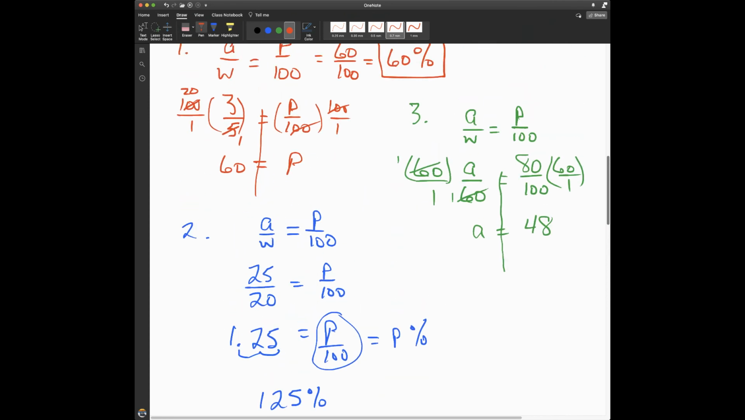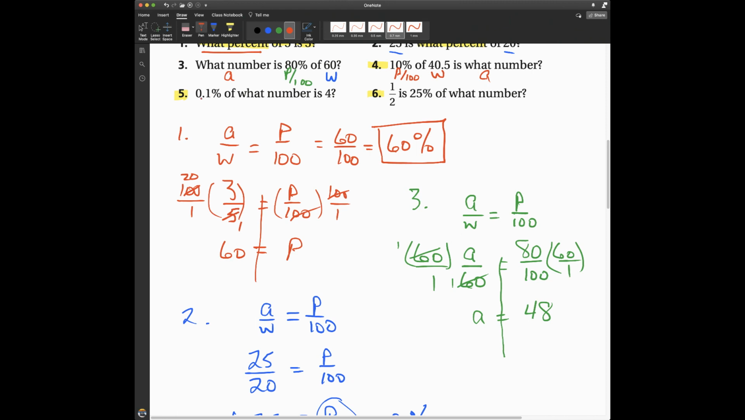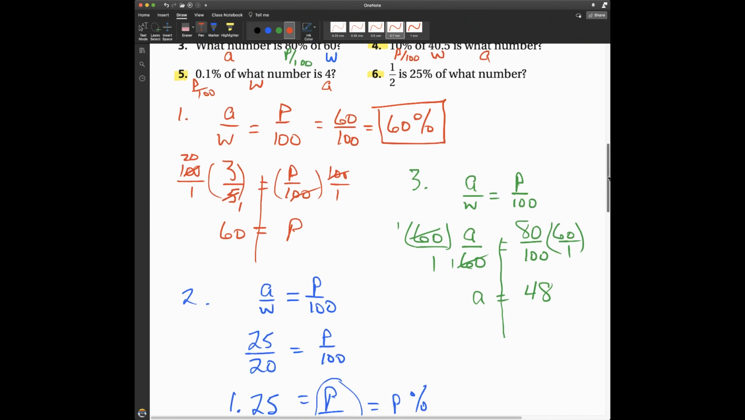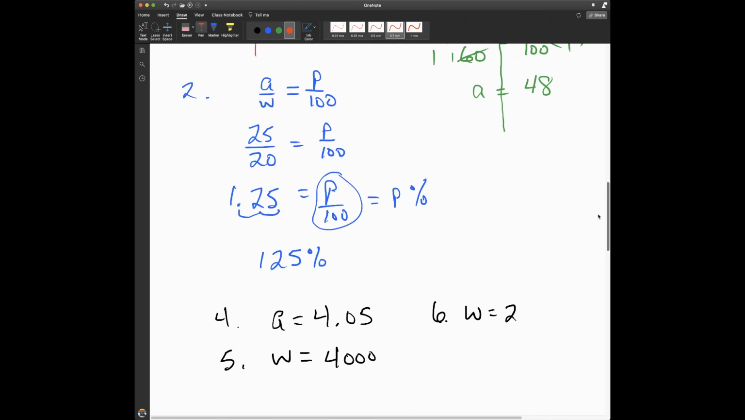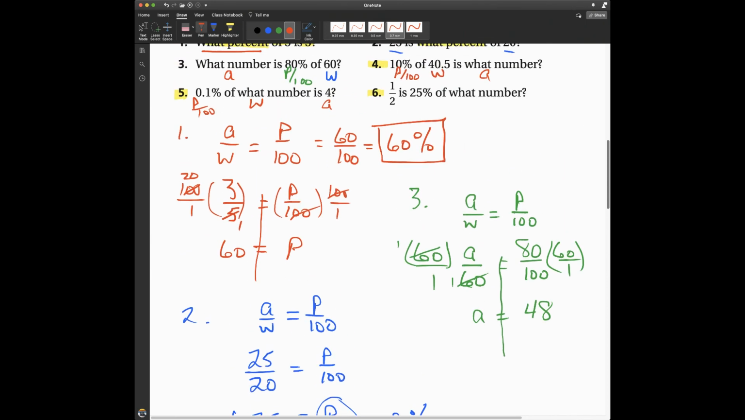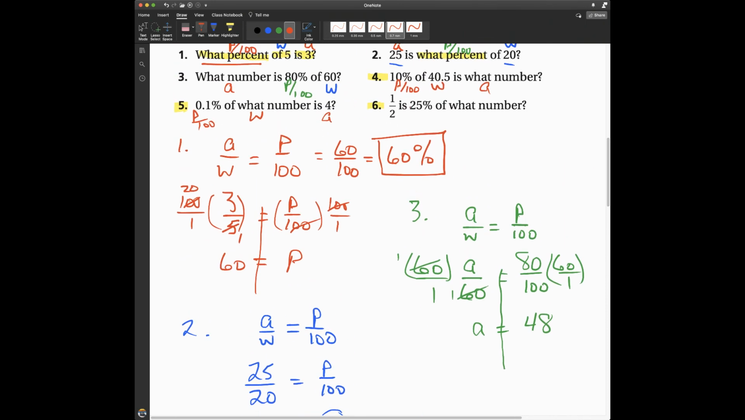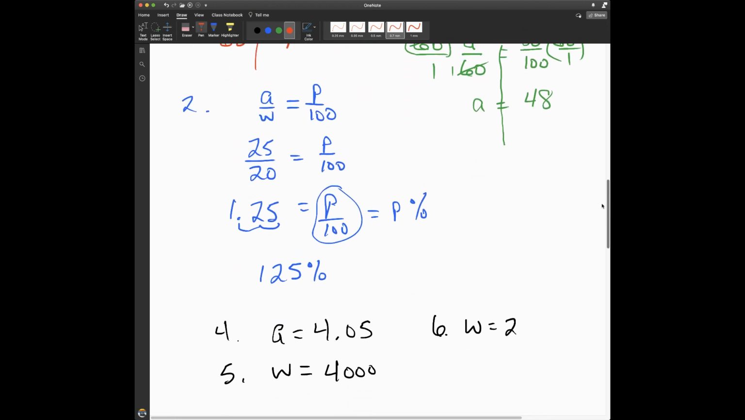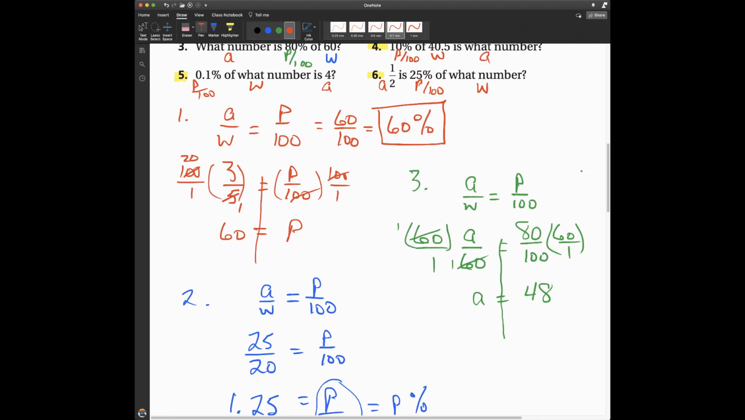For number 5, 0.1% of what number? So this must be the whole I'm looking for. Here's the part. And this must be the percent over 100. I come down here and I did the work, and the answer is 4,000 using the percent proportion. And then number 6, 1/2 is, so 1/2 must be the part. This is my percent, and I'm looking for the whole again. And the answer to number 6 is 2. So 1/2 is 25% of 2.